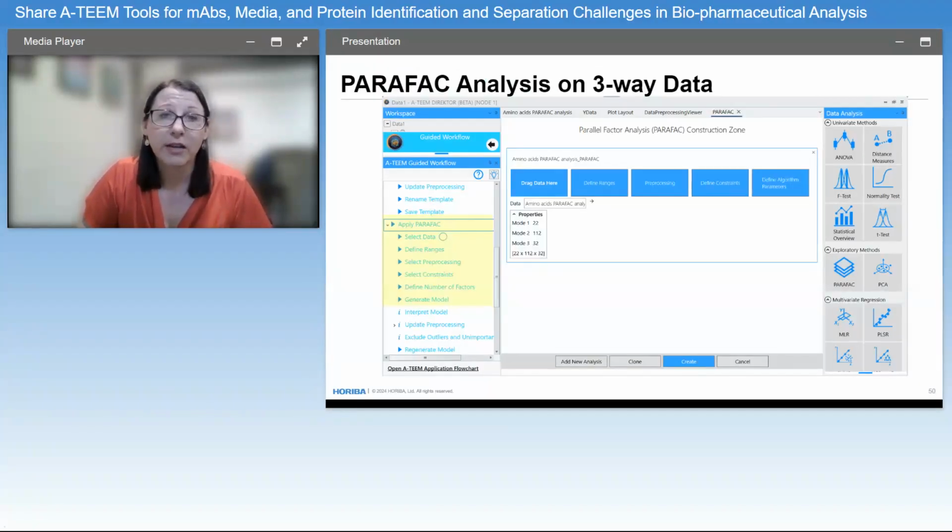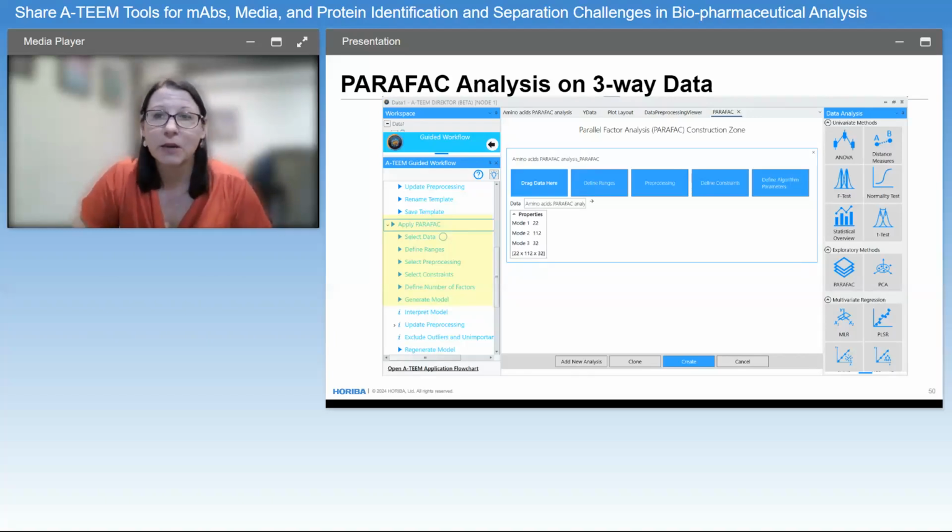For parallel factor analysis, this one uses three-way data specifically, right? And so the guided workflow shows the step-by-step options for this type of model, including data selection, range selection, the pre-processing templates that we created, and any constraints on the model. Parafac is usually looking at only positive values, not negative ones, and algorithm parameters such as the number of components.